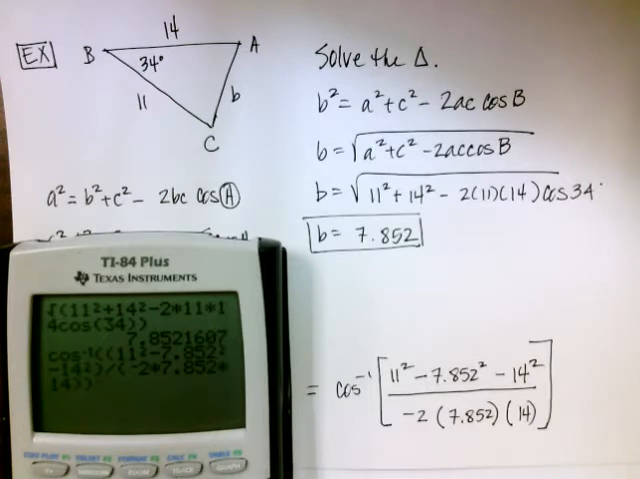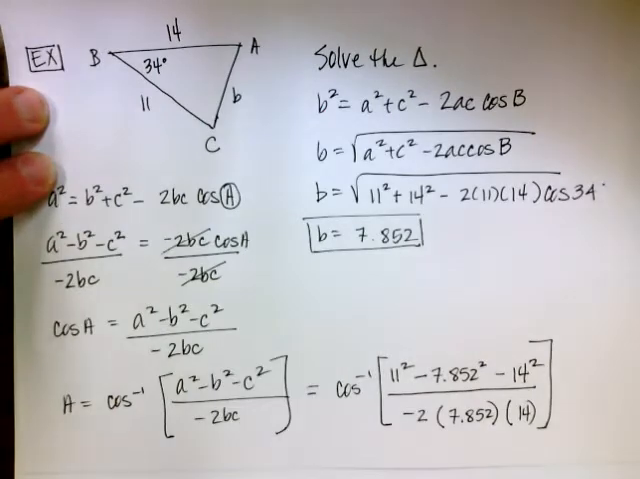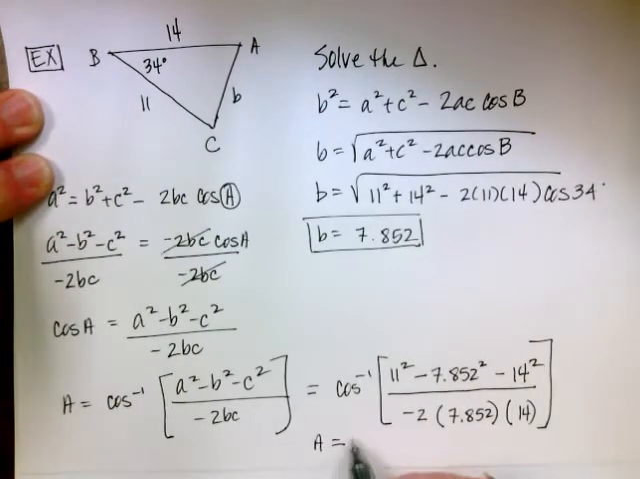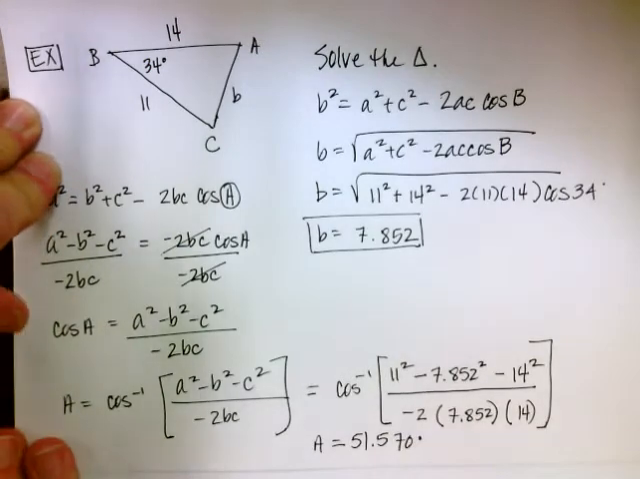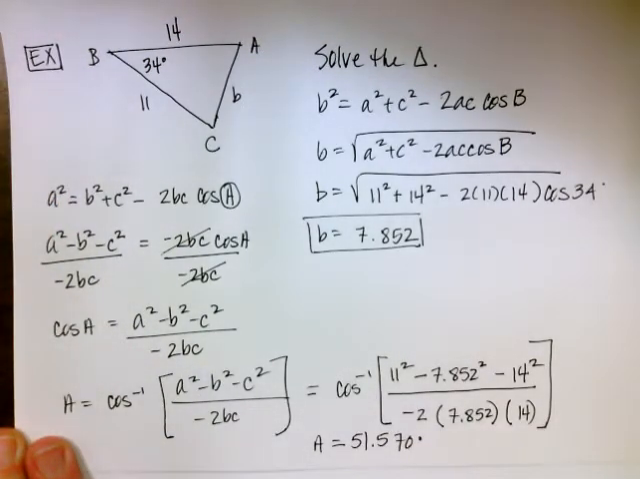Okay, so take a moment and look at that. Your parentheses are huge. Okay, and then I get that, what angle are we solving for? A. A is equal to 51.570 degrees. Alrighty. So oftentimes what happens when you do this particular method, you will get an error message in your calculator.